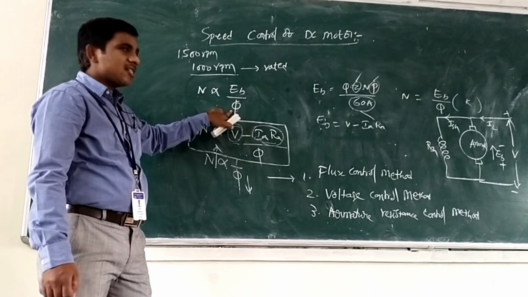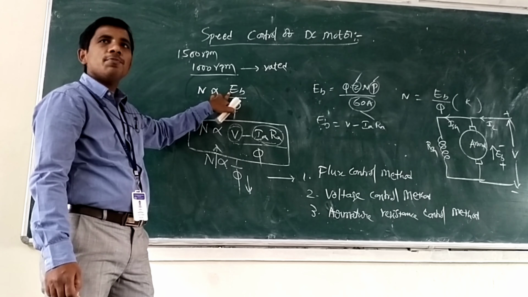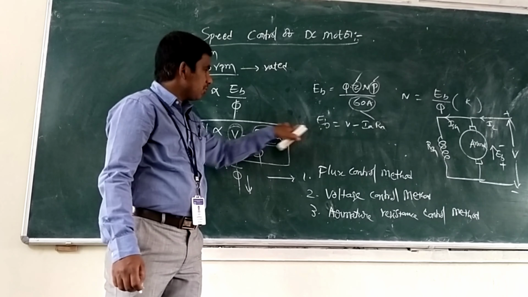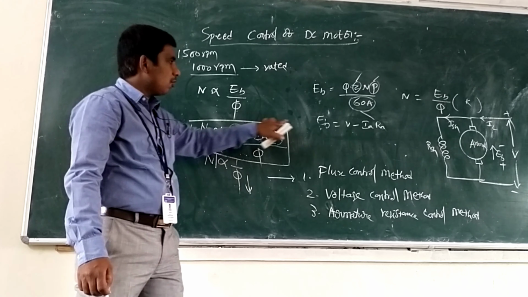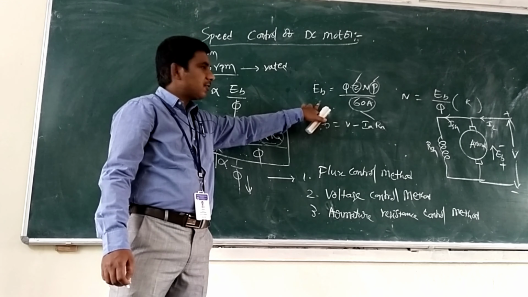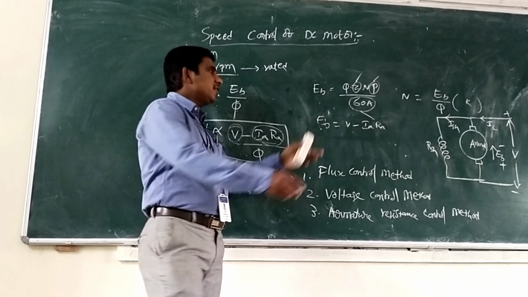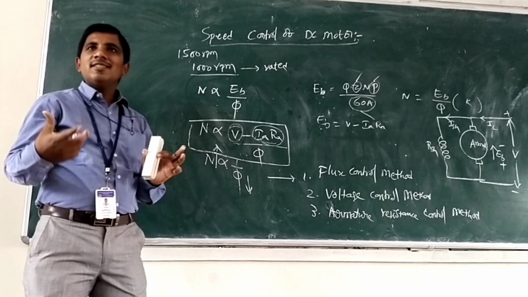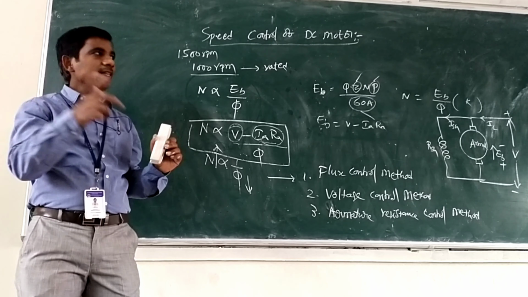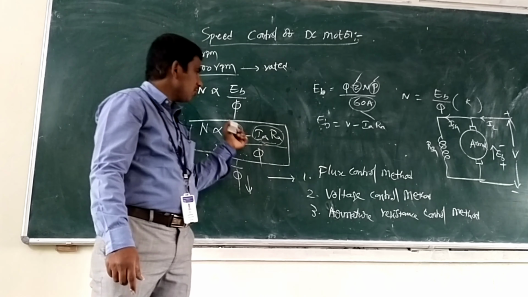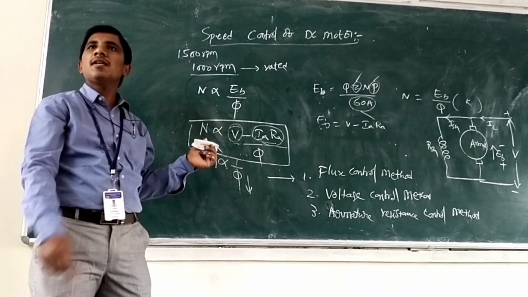Now speed is inversely proportional to flux and proportional to back EMF. The back EMF equation we can substitute here. The back EMF equation is important. In the case of generators this is the generated voltage. But in the case of a motor, we are not generating the voltage; we are giving the supply for the motor, and this back EMF opposes it. If you substitute, you can get three methods of speed control.